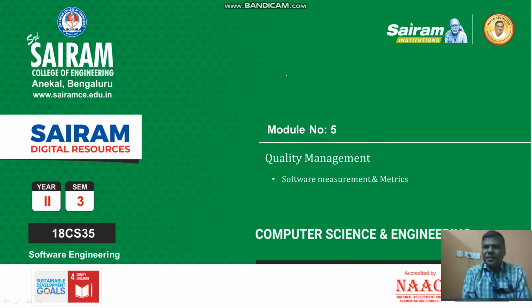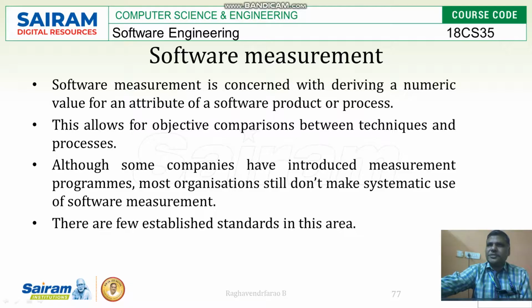Next is the quality measurement matrix under quality management. So how do you assess the measurements for the product? Here we expect the measurement to be in the form of numeric values. The product measurement should be in the form of numeric values.